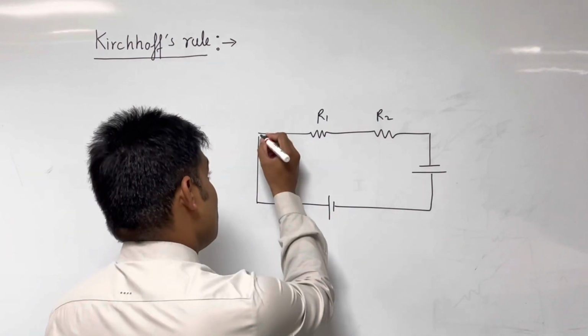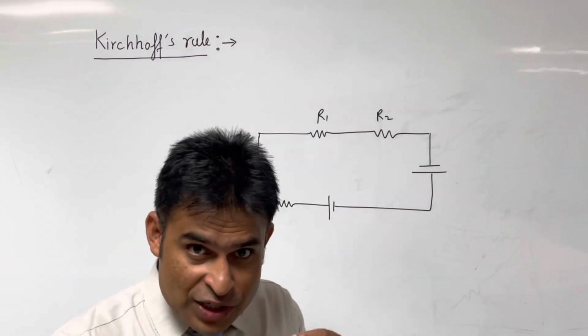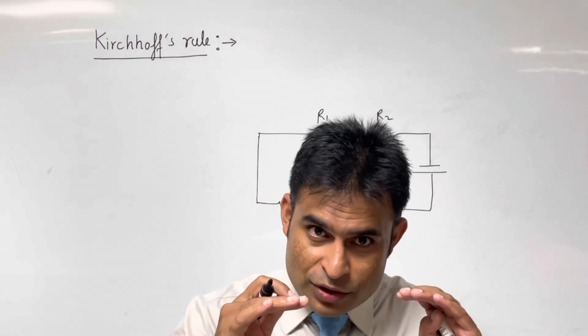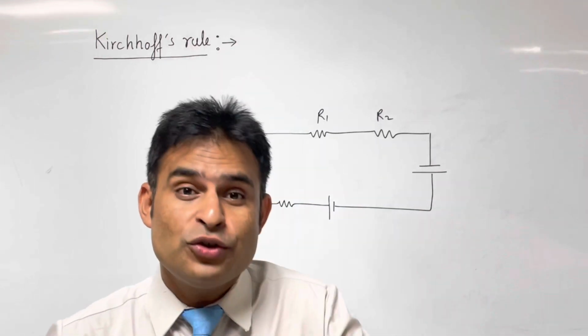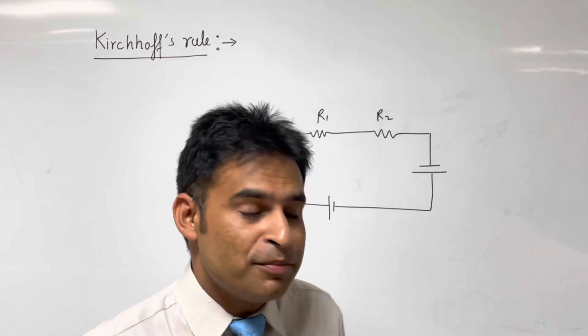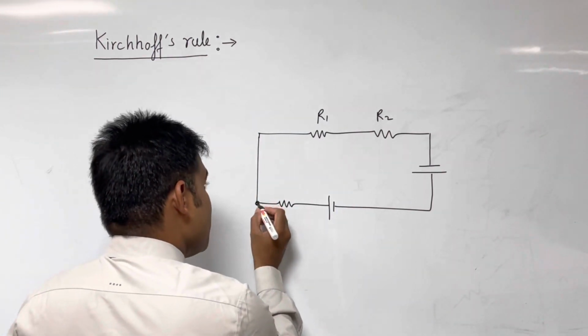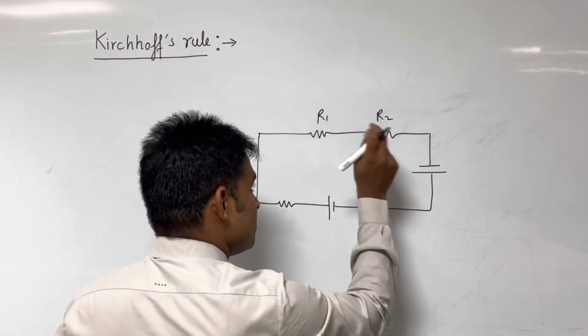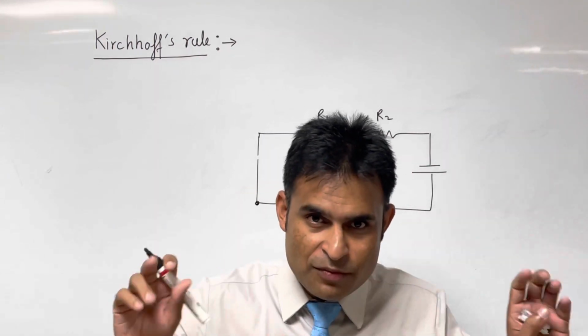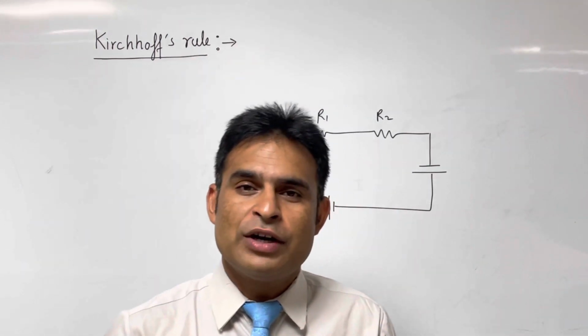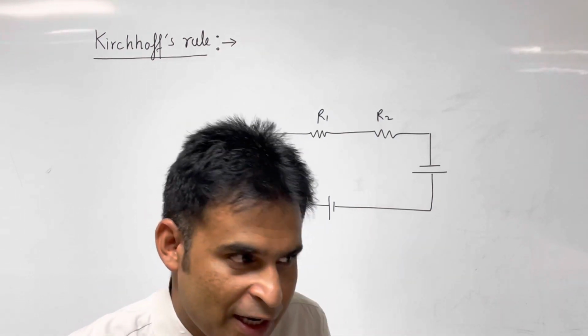Okay. So now what he said, if you start in this loop, the net potential will be zero if you again reach the same point. Means if I start from here and I write all potentials, this one, this one, this one, this one, and I add up all the things, the sum should be equal to zero. That is Kirchhoff's second rule.